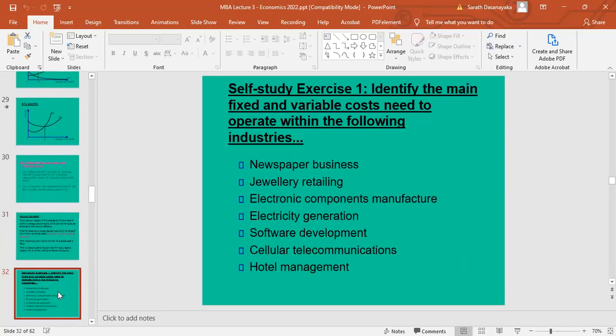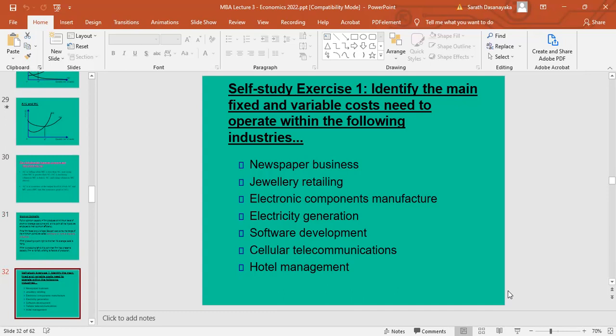Now we can go to the self-study, exercise 1. If you're interested, you can do that one later. Identify the main fixed and variable costs needed to operate within the following industry. Let's assume that you are an entrepreneurship MBA student. The idea is to start a business one day. Before you start the business, the first thing that comes into the equation is costing. You have to identify the cost elements. Then you can see what are the variable costs and what are the fixed cost items.